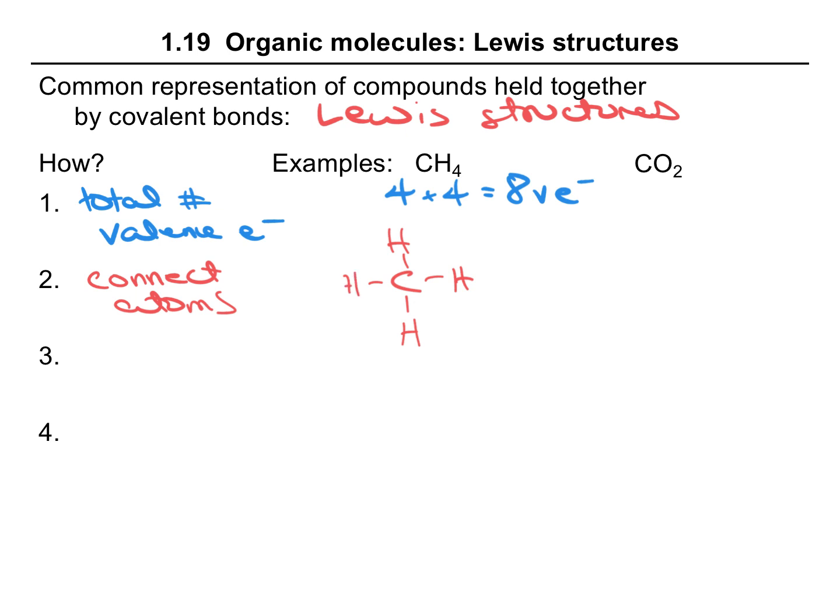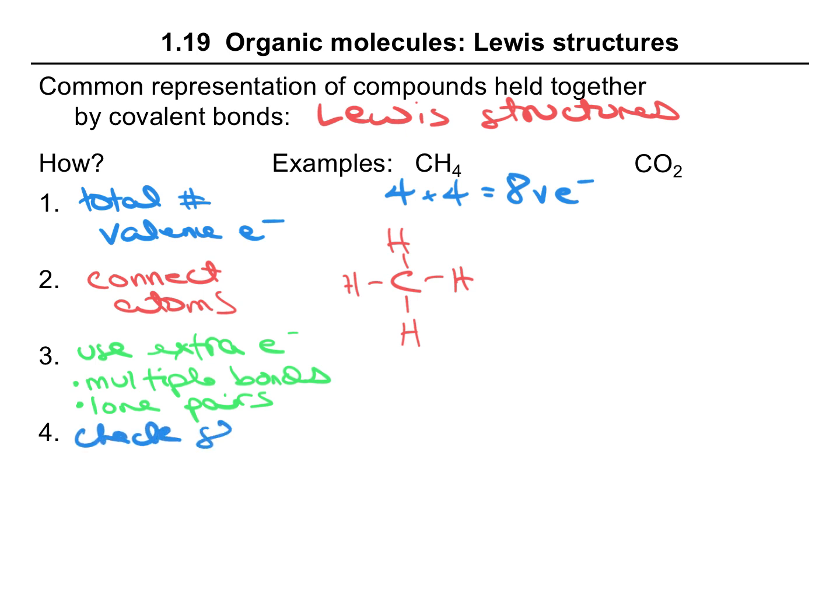Step 3, we can use any extra electrons to form multiple bonds or lone pairs. So any extra electrons can be used for multiple bonds or lone pairs. In this example, we don't have any extra electrons, so we're done with step 3. And step 4, we check the structure.